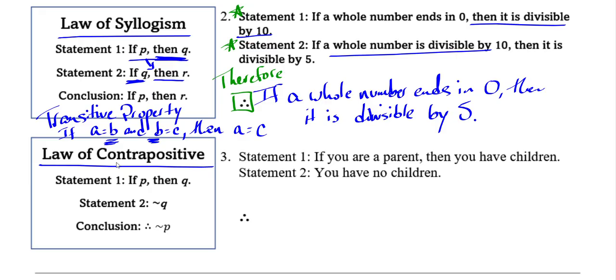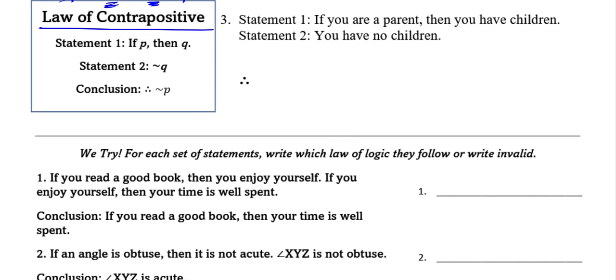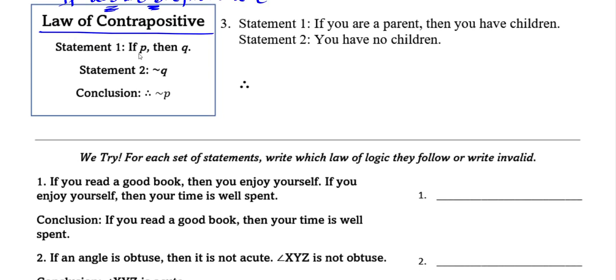Last one, law of contrapositive, is basically saying that the contrapositive is true if the conditional is true. So if P, then Q, just our normal conditional statement. We're starting this one with not Q, and that tells us that not P is true. That is the contrapositive. That's why it's called law of contrapositive. Not Q leads us to not P.